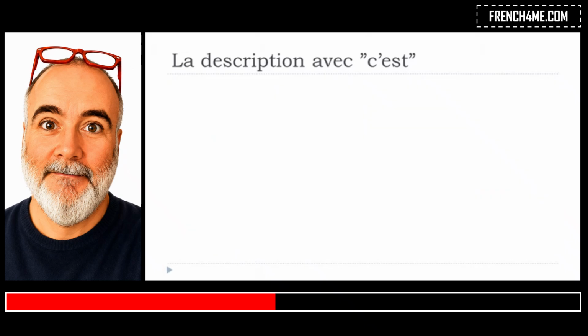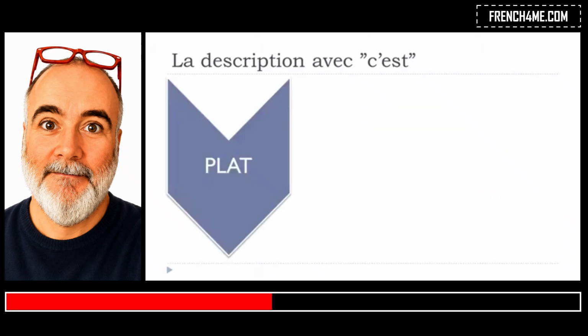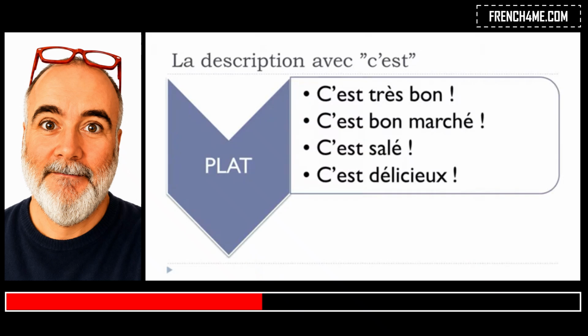Okay, so let's see now another option. If you want to describe a dish, you're eating and you want to describe a dish, un plat, c'est très bon. Très is very, and then bon is good. C'est très bon. C'est bon marché. Bon marché, it's actually quite interesting. This adjective here is a composed adjective, and it means cheap. C'est bon marché.